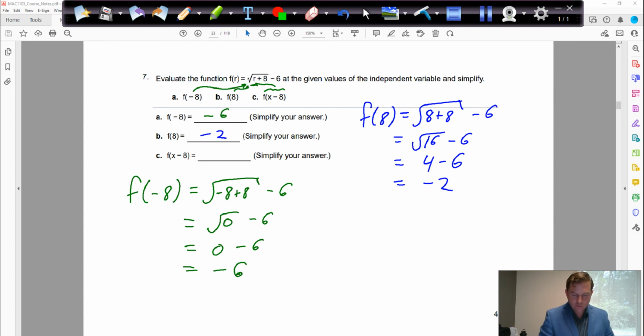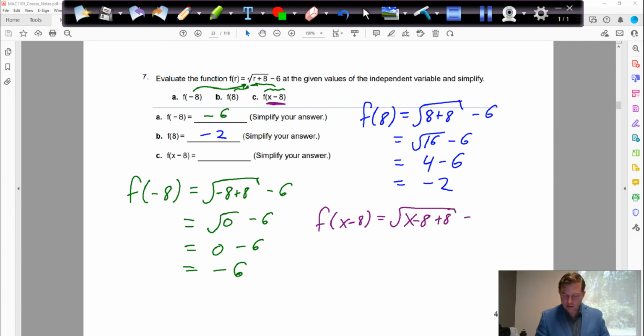And the last one, we're replacing r with all that, x minus 8. So it would be the square root of r, but we're replacing that with x minus 8. Then there was a plus 8, and then there was a minus 6. Well, this minus 8 and plus 8 are going to cancel each other, so you're just left with square root of x minus 6. And that's the furthest you can go. So you can't combine these in any way. Radicals and numbers are apples and oranges. So you're just going to write square root of x minus 6.